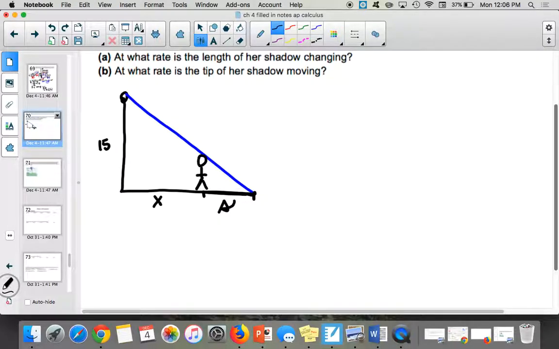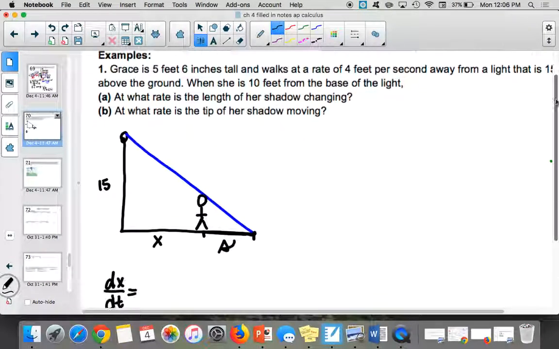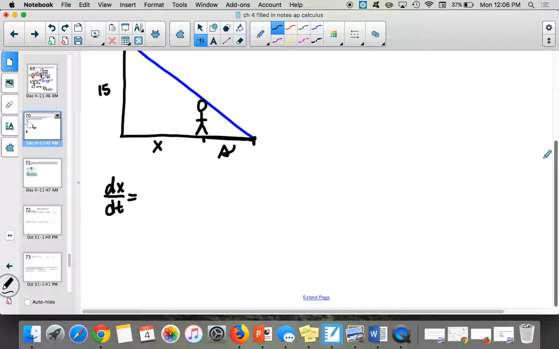So the closer you are to the light, that means the light is going straight down, and if you're right there, your shadow is tiny. The further away you are, the longer your shadow is. Does that make sense? So X changes and S changes. She's walking away, so dx over dt is how quickly she's walking away, and we said she was walking at 4 feet per second. So that's going to be 4.